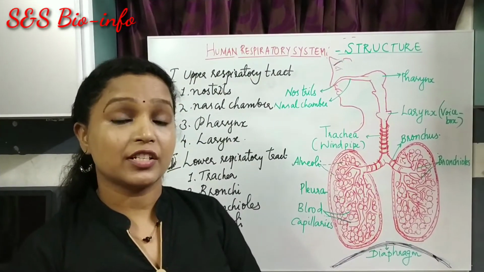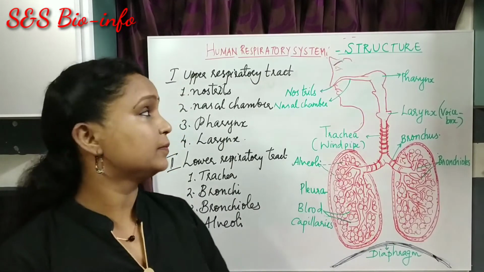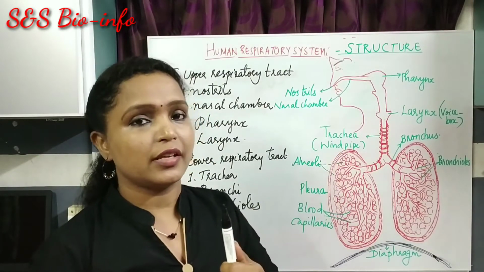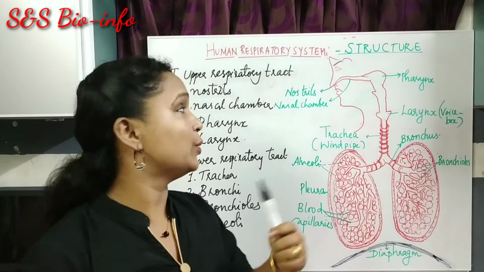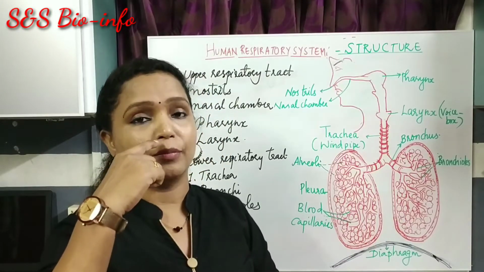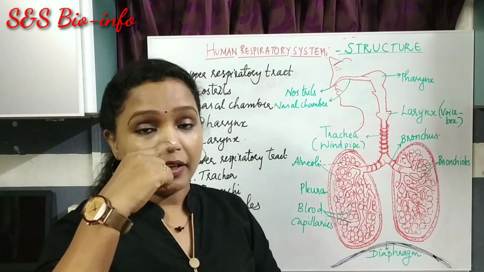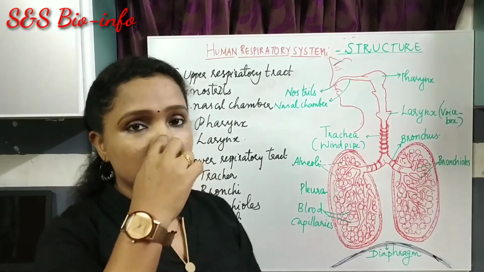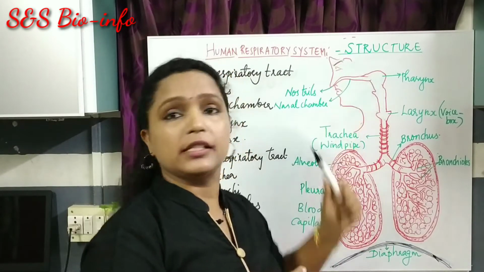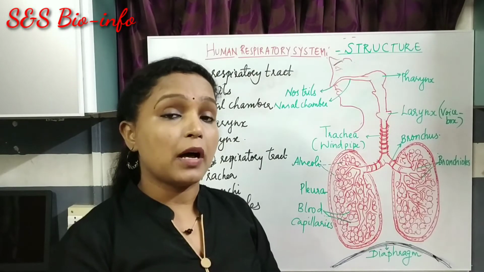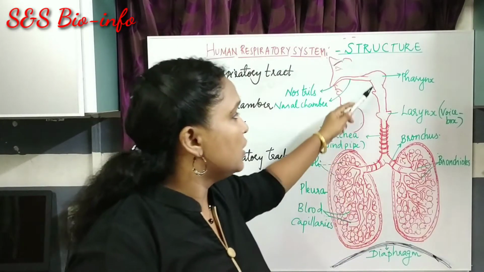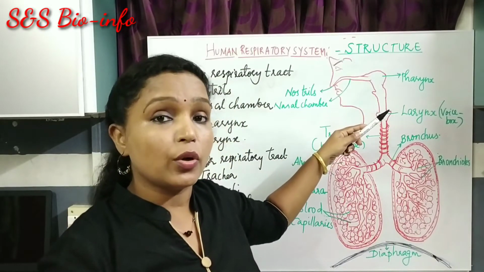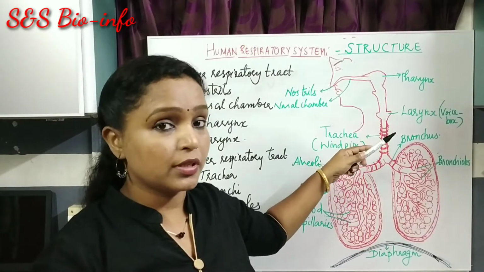Let's learn about the structure of the human respiratory system in detail. The first organ is the nose. Our nose has two nostrils, a pair of nostrils. That leads to a chamber called the nasal chamber or nasal cavity. A nasal septum separates the right and left nasal chambers. That leads to the nasopharynx, then to the pharynx. The pharynx is the common passage for food and air. This pharynx leads to the next part called the larynx. The larynx is also known as the voice box or sound box, which produces sound.